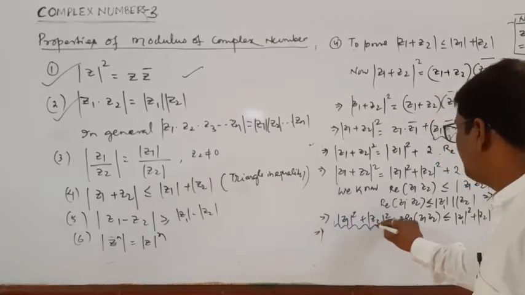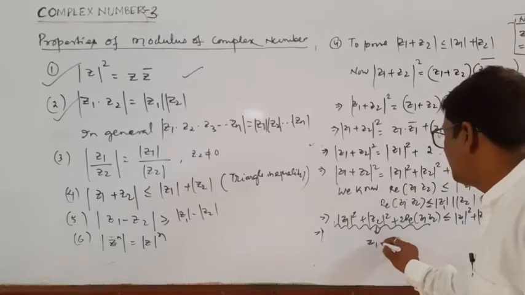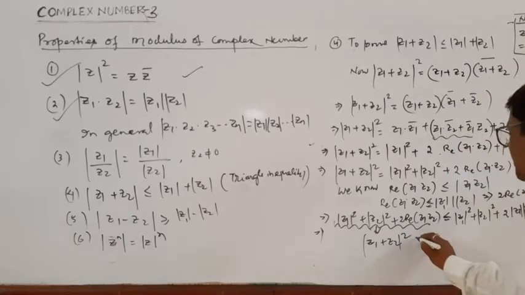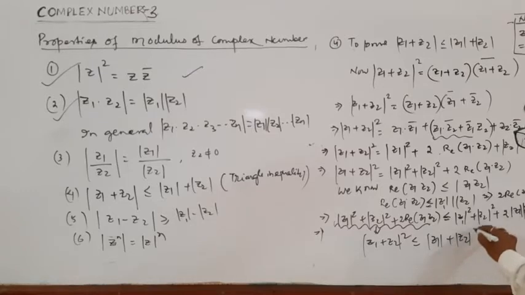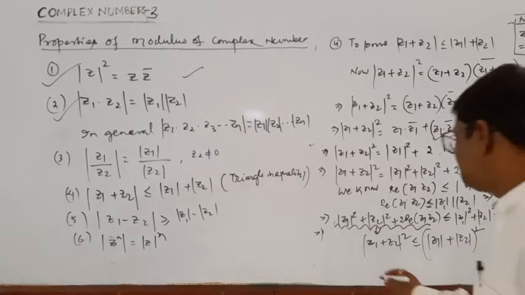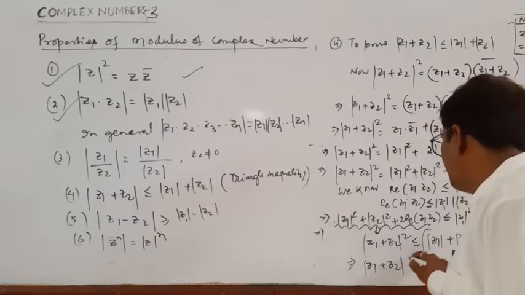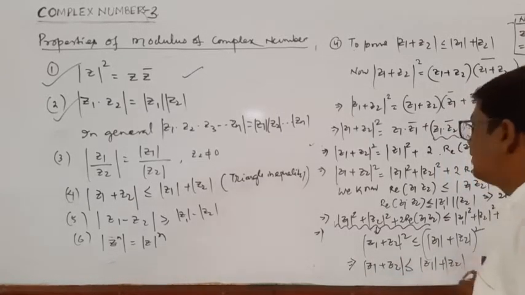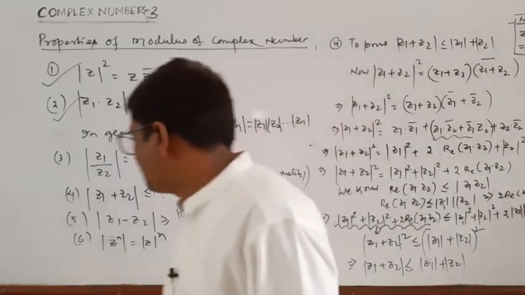For this we should use mod Z1 plus Z2 whole square is less than or equal to what? Mod Z1 square plus mod Z2 whole square. So that implies mod Z1 plus Z2 is less than or equal to mod of Z1 plus mod of Z2. This is called the triangle inequality. This is the proof of property number 4. Now property number 5.